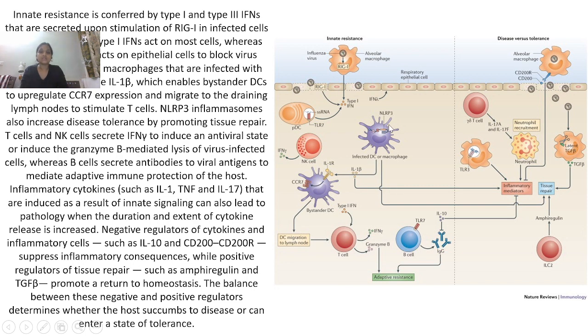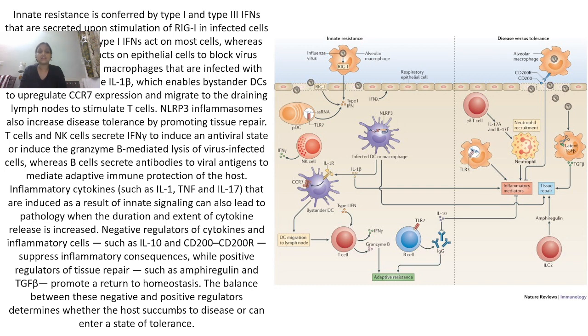Then there is also activation of the NLRP3 inflammasome, which also increases disease tolerance by promoting tissue repair. Then T cells, as I told, they secrete IFN gamma to induce an antiviral state or induce the granzyme mediated killing. This granzyme will directly lyse the virus infected cells. And B cells will be stimulated to secrete antibodies against the virus to mediate the adaptive immune response in the host.